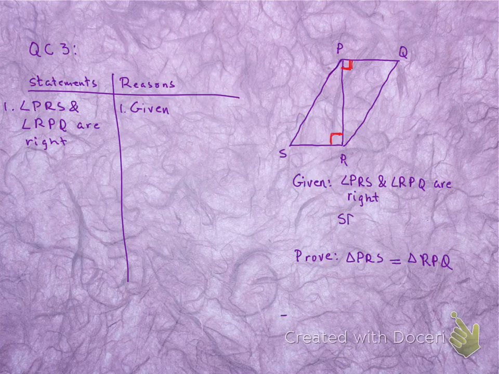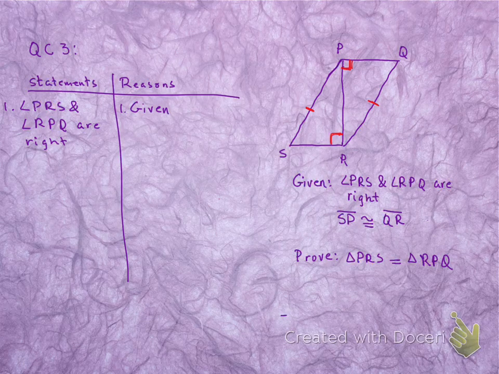We are also given that SP is congruent to QR. Now that is going to help us. That one statement alone got us absolutely nowhere. So SP is congruent to QR. And if you notice, SP and QR are the hypotenuses of those two triangles.